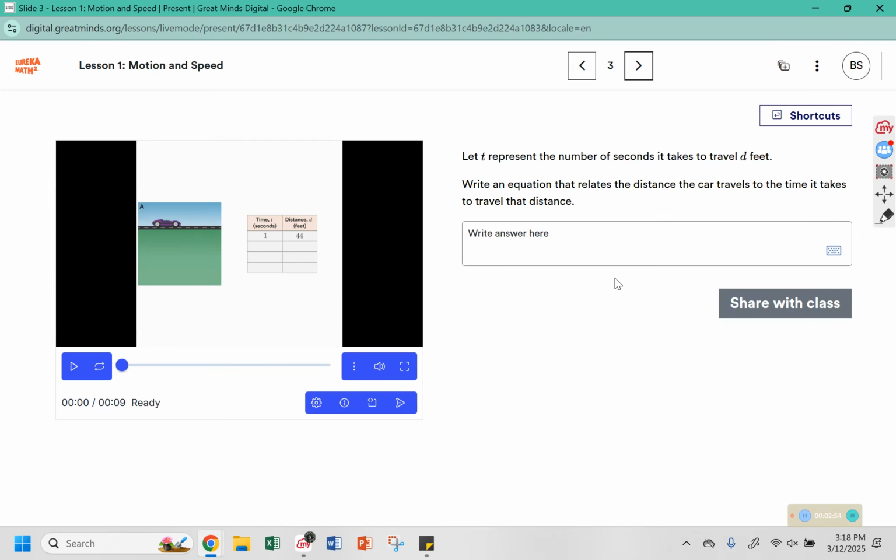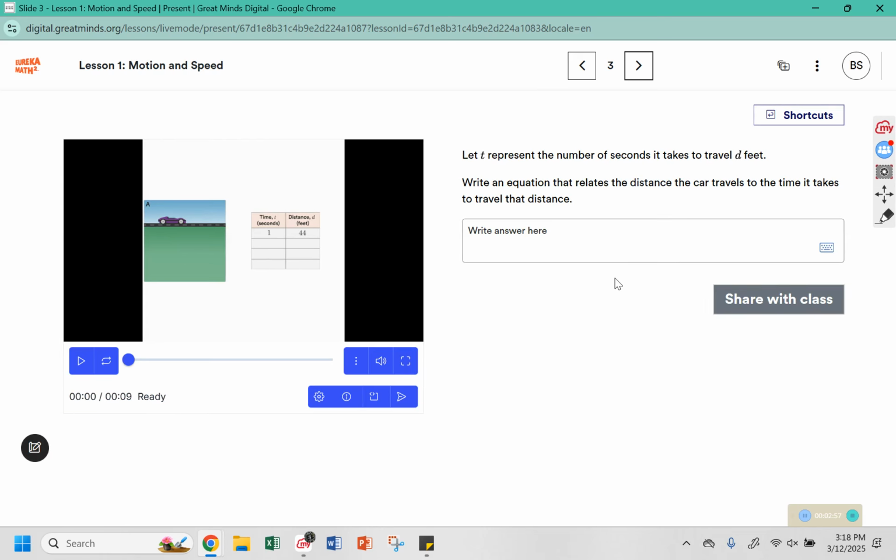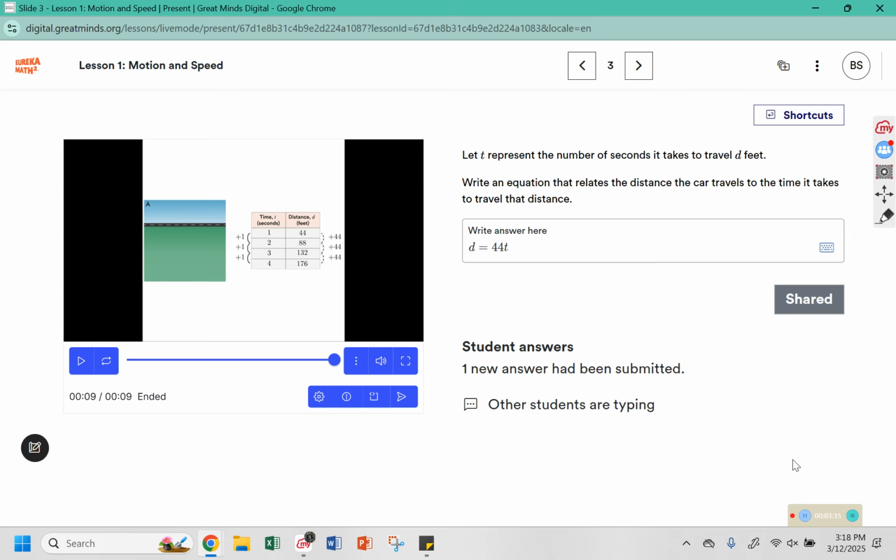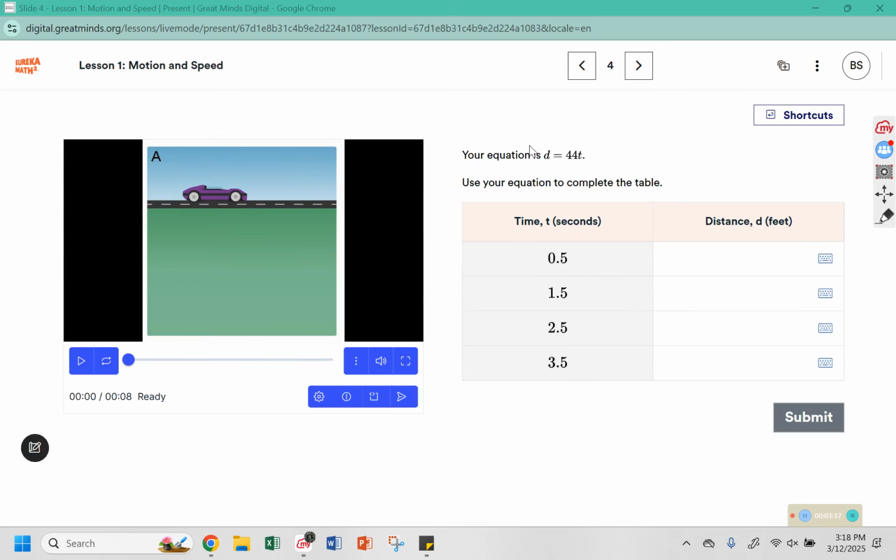Let t represent the number of seconds it takes to travel d feet. Write an equation that relates the distance the car travels to the time it takes. This is car A. So the distance is 44 times the time that it takes. So we'll use our equation now to answer these questions. In a half of a second, 0.5 times 44, because we're substituting 0.5 into the equation, would give us 22 feet.